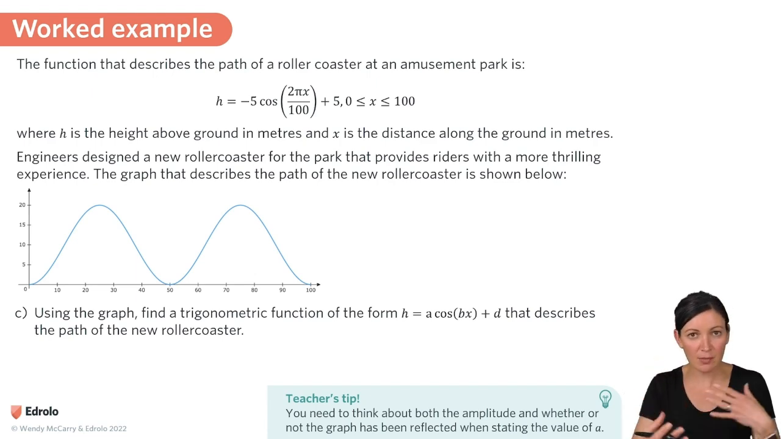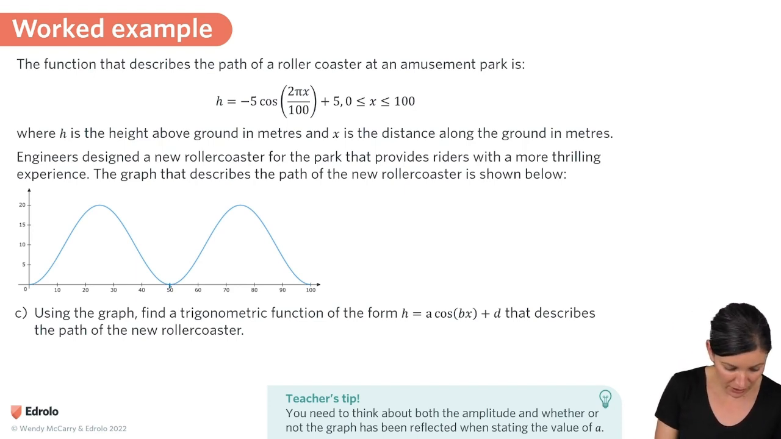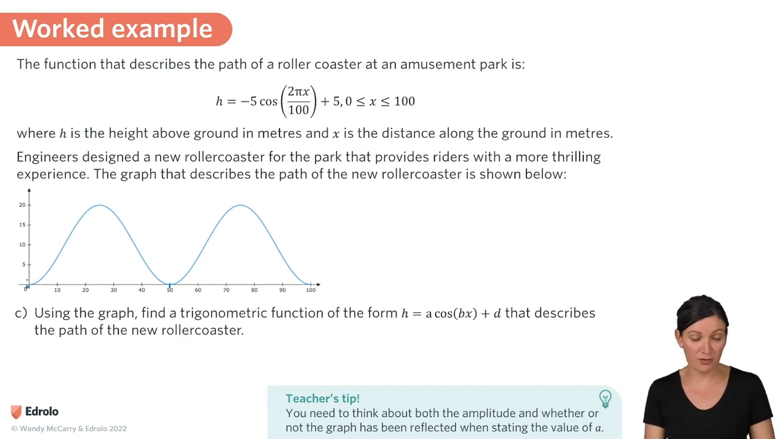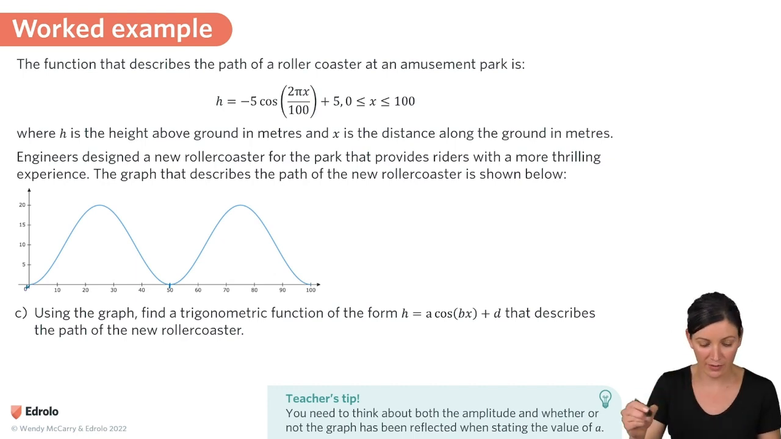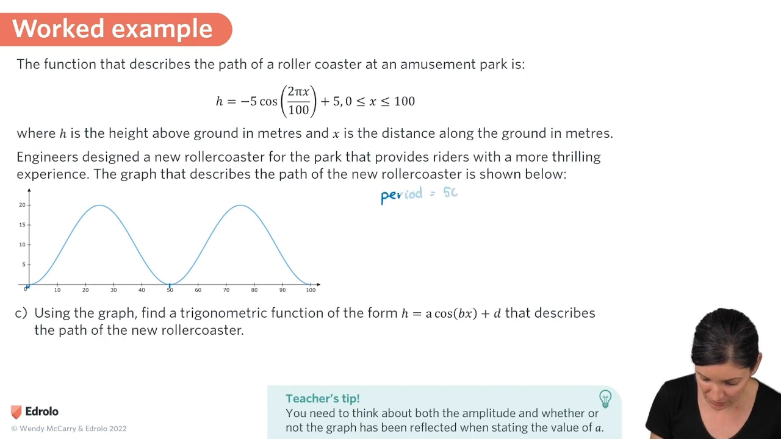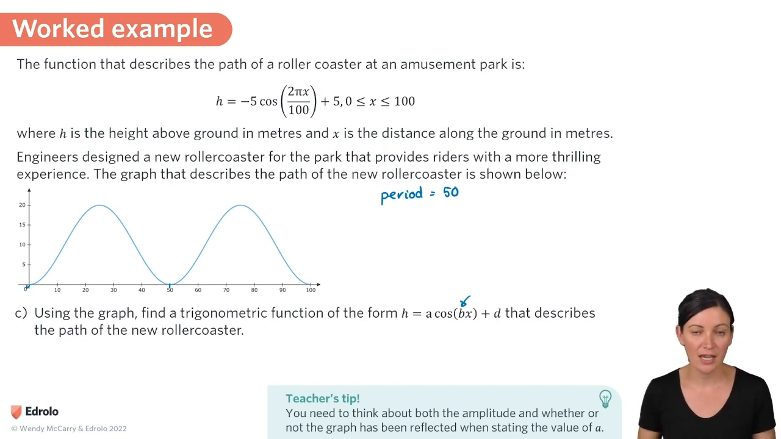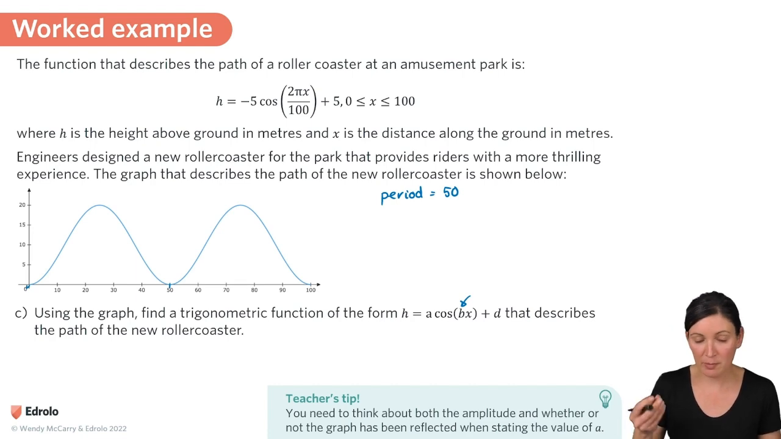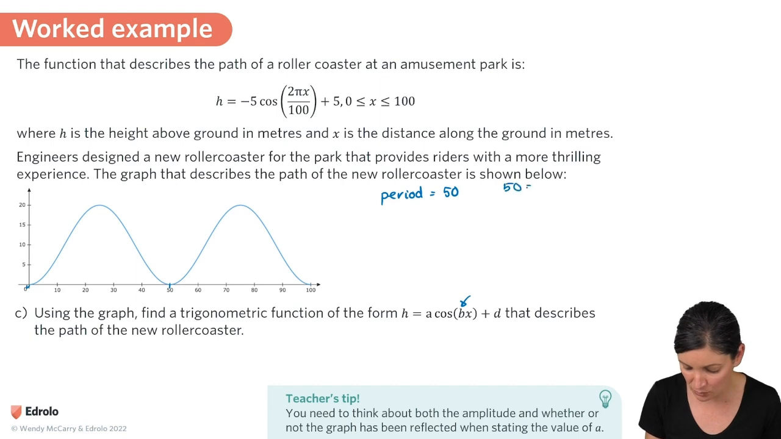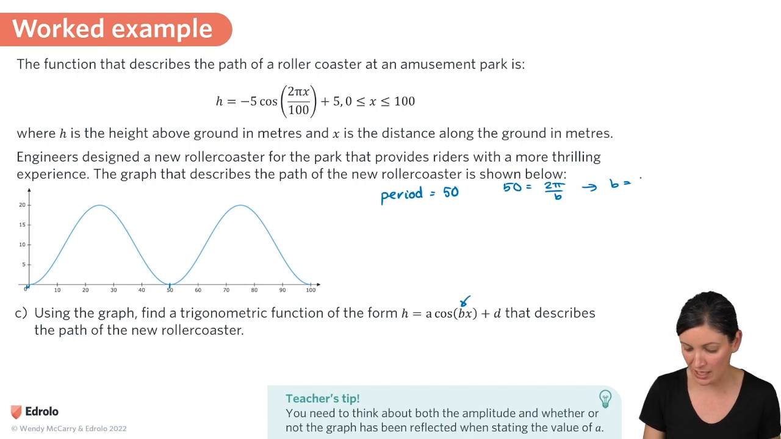Let's think about the key features of this graph that we can see. Looking at it here, it's very clear that my period is 50. You've got one cycle of the curve at 50. This is going to allow me to calculate the value of b in this equation, because that coefficient of x is dependent on the period. Remember the period is 2 pi divided by b in this case. So we have 50 equals 2 pi divided by b, and that gives me b equals 2 pi over 50, or pi over 25.